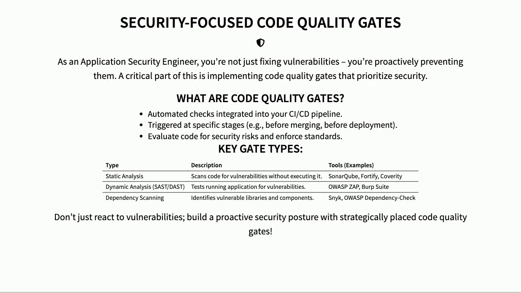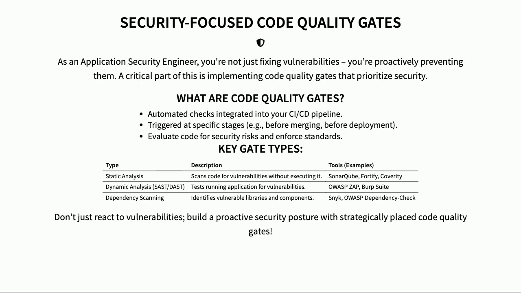Okay, let's talk about building in security from the ground up. A key part of this role is setting up code quality gates within your development process. These are essentially automated checks that fire at different points during development, like before you merge code or before it goes live. They're designed to catch potential vulnerabilities early on, not after they've made their way into production. We can think about them as checkpoints, making sure the code meets certain security standards.